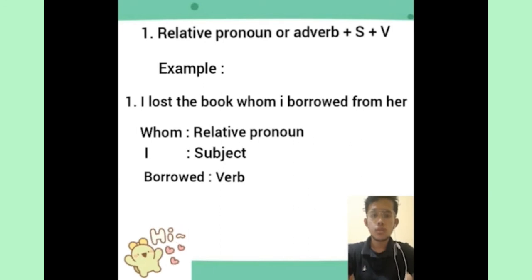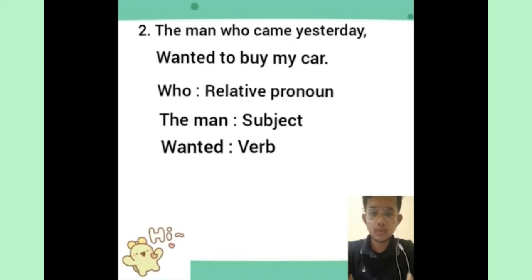Example 1: I lost the book whom I borrowed from her. Whom as a relative pronoun, I as subject, borrow as verb. Example 2: The man who came yesterday wants to buy my car. Who as relative pronoun, the man as subject, want as verb.